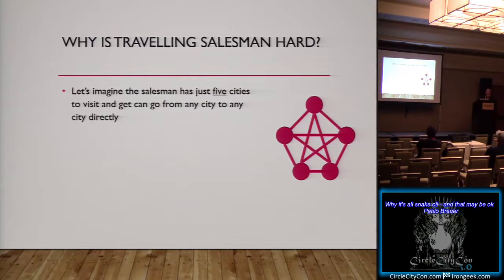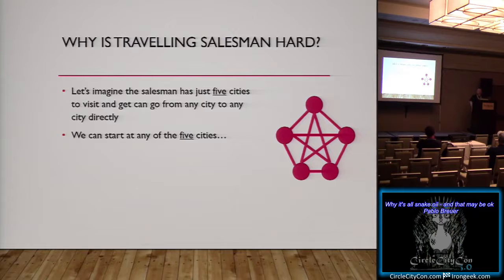The correct answer. That's kind of the kicker. So let's start out simple, right? Let's say we just have 5 cities that we want to visit. 5 cities seems pretty simple. And let's assume that we'll make this easy. You can get from any city to any city. For you network geeks out there, this is a full mesh.